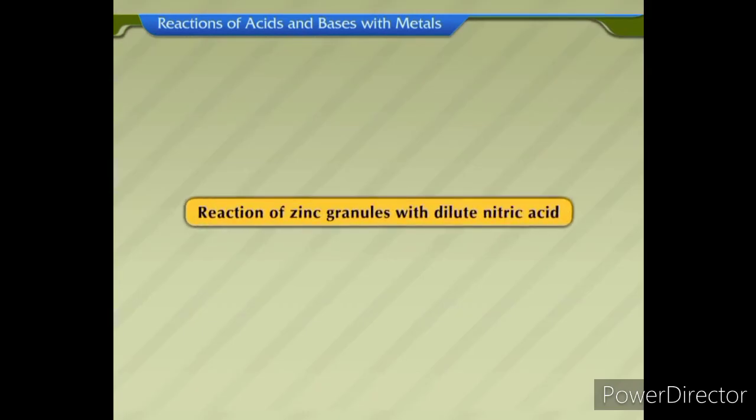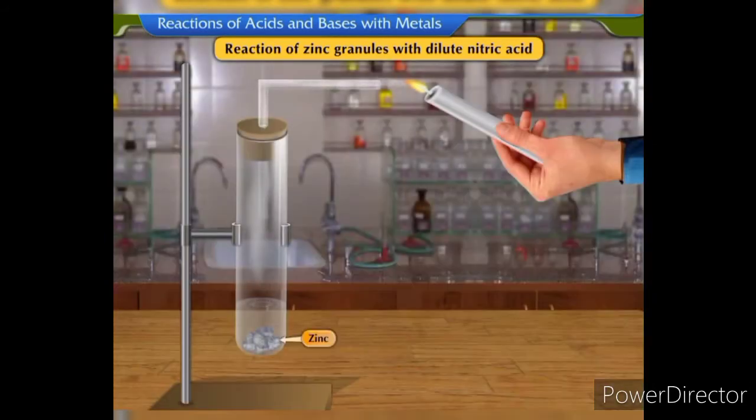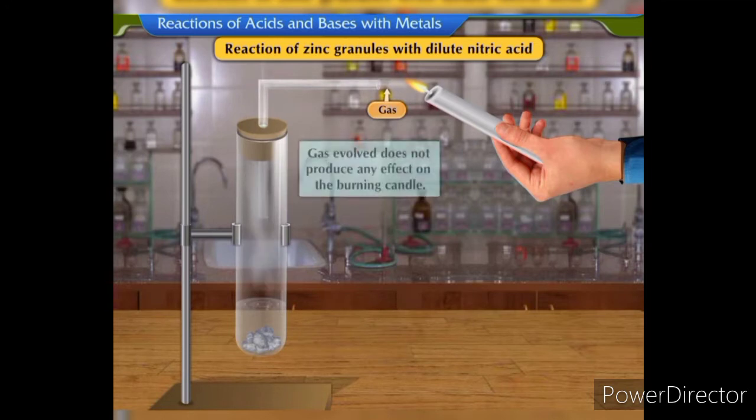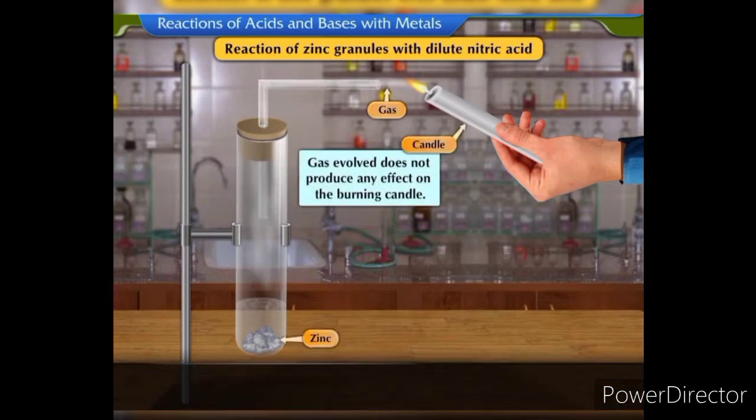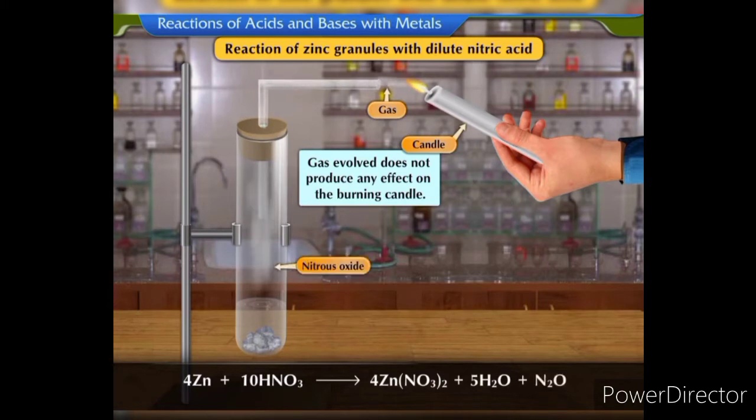Reaction of zinc granules with dilute nitric acid. When zinc reacts with dilute nitric acid, a gas is evolved. This gas evolved does not produce any effect on the burning candle. Zinc reacts with dilute nitric acid to form zinc nitrate, water and nitrous oxide.